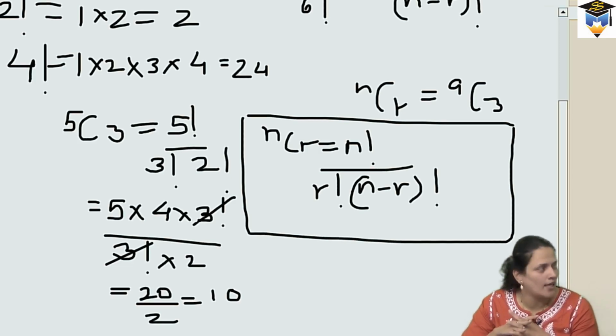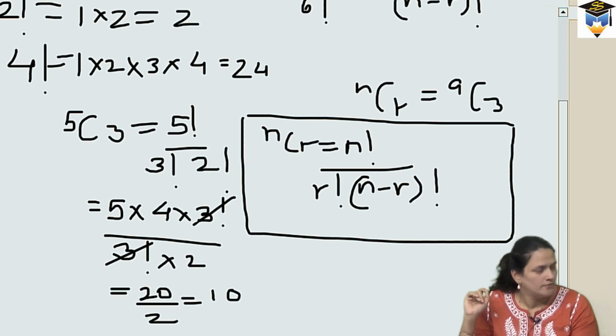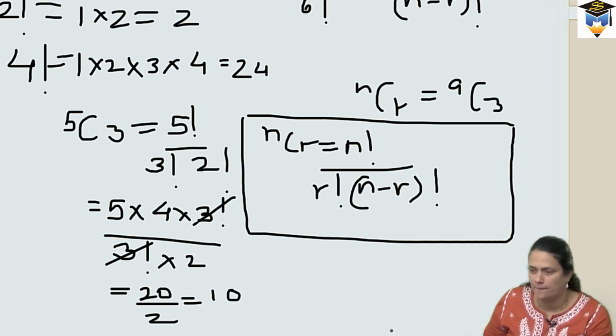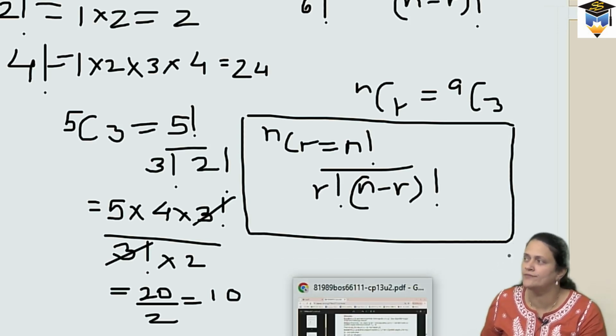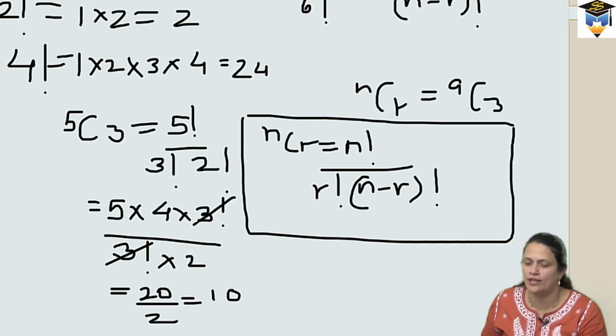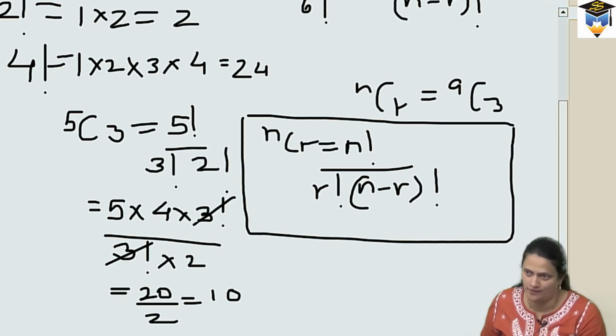I hope everybody has understood this part. It's a bit complicated, but if you try and understand it, it is not that difficult. Finished writing, everyone? So now the answer comes out to be 10. Here they have not shown you how it is done. I have shown you how it is done.